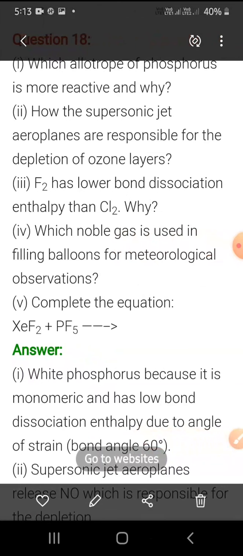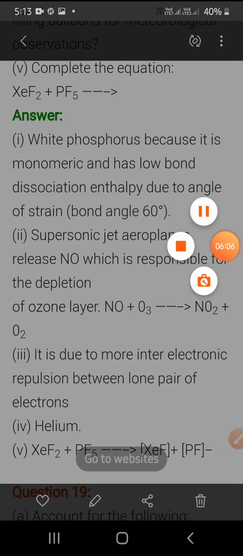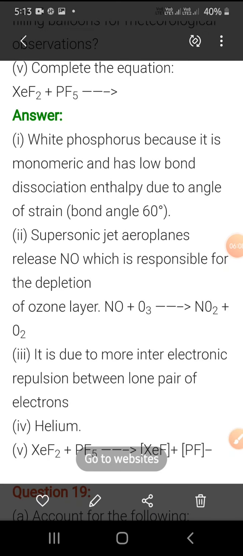So you see the pattern of questions. Some questions are based on structure, some questions are based on completion of reaction, and some are reasoning questions. So this pattern will always be followed in P block elements. So you have to keep in mind. So I hope all these questions are clear to you, and you are able to solve all these questions.